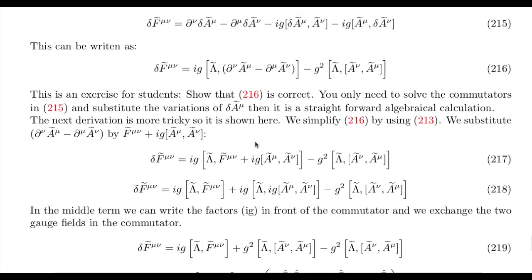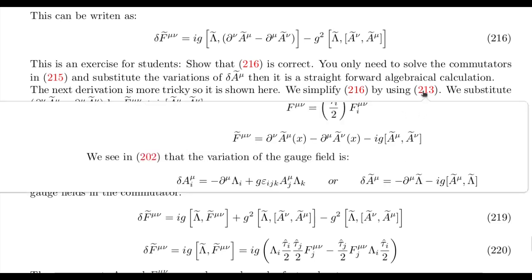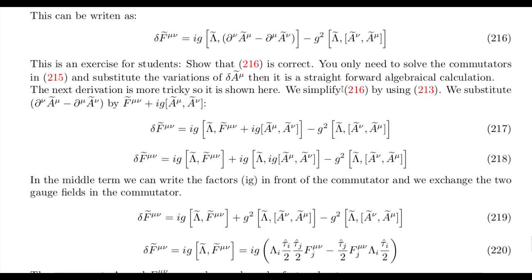The next derivation is more complicated, so I will show it here. We want to simplify 216, and we use 213 as the expression for F. And so we can write for the difference of these two derivatives, we can use F plus the term with the scalar product or with the commutator here. And so we have here in the first commutator lambda, and then here as a new term F plus this commutator with the variables of the gauge field.